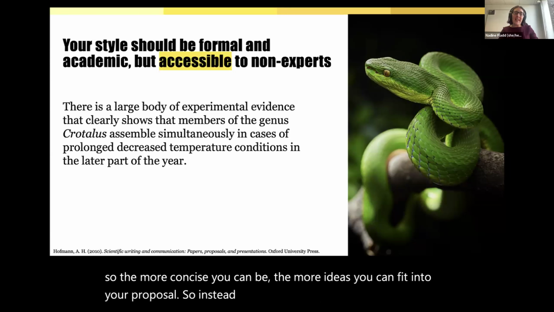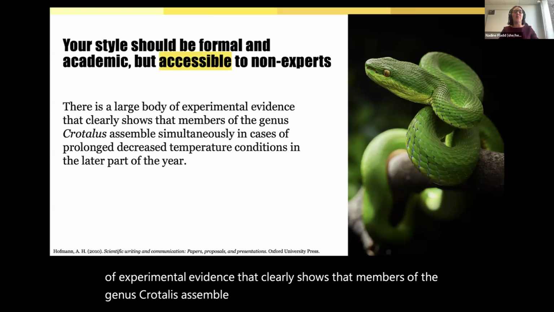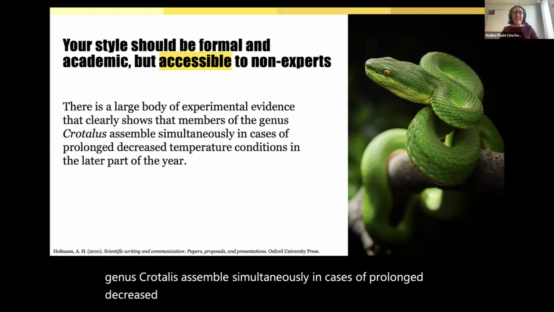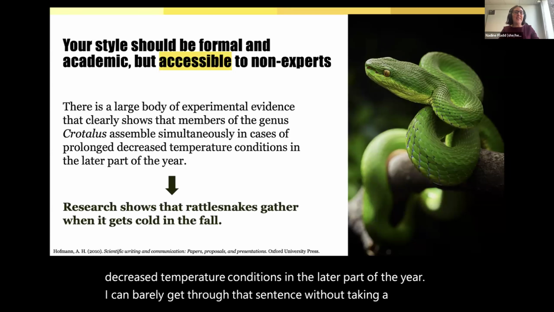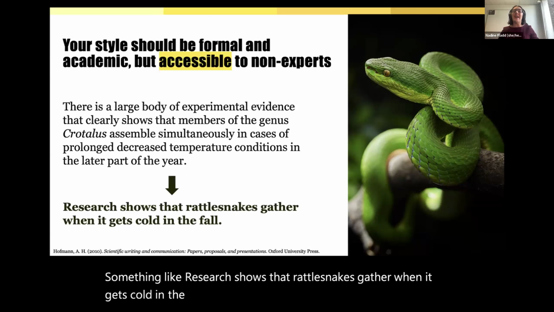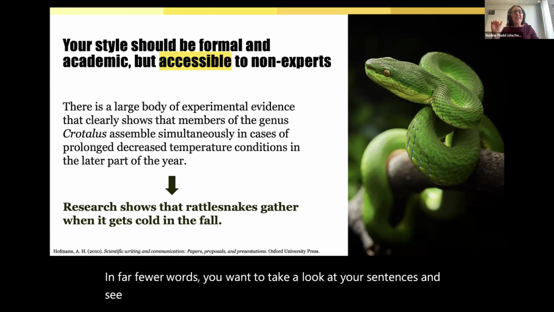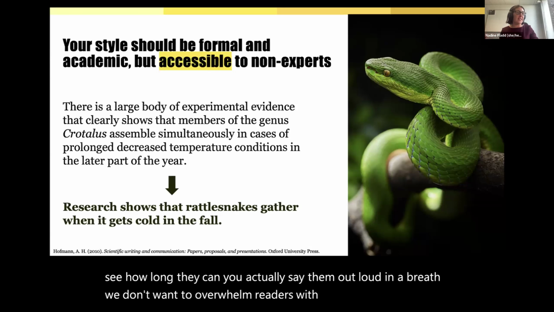So instead of something like, "There is a large body of experimental evidence that clearly shows that members of the genus Crotalus assemble simultaneously in cases of prolonged decreased temperature conditions in the later part of the year." I can barely get through that sentence without taking a breath. Something like, "Research shows that rattlesnakes gather when it gets cold in the fall." Gets the main idea across in far fewer words. You know, you want to take a look at your sentences and see how long they are. Can you actually say them out loud in a breath? We don't want to overwhelm readers with these long, complex sentences here.